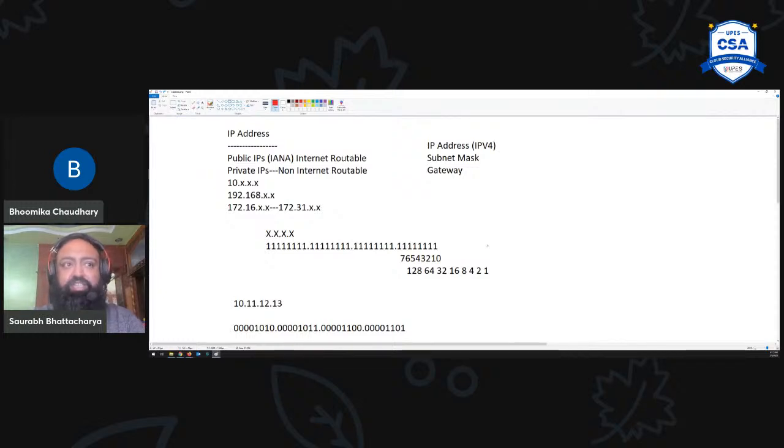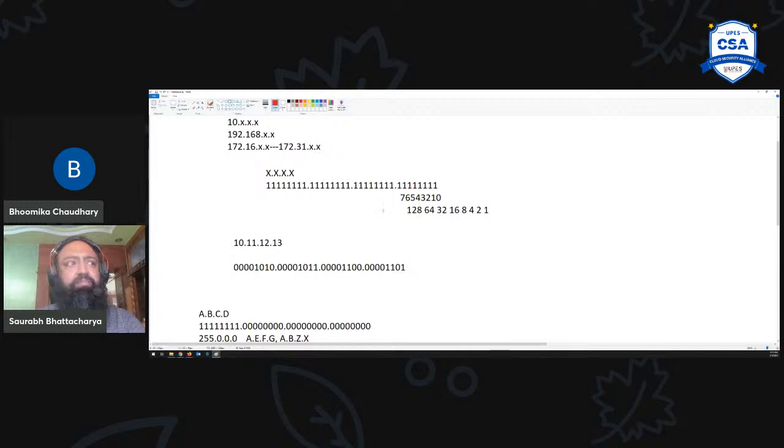Now, if you have understood that, let's understand some other things. Let's take an example IP, 10.11.12.13, and convert it into binary. How will we write 10? It will be 00001010. Why 1010? Because the second bit is 2 raised to 1, and the fourth bit is 2 raised to 3. So 2 raised to 3 is 8, and 2 raised to 1 is 2, and 8 plus 2 is 10.